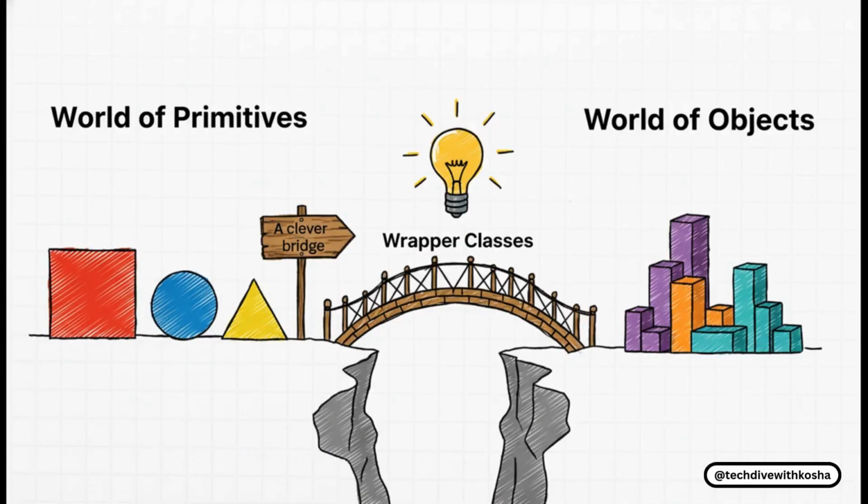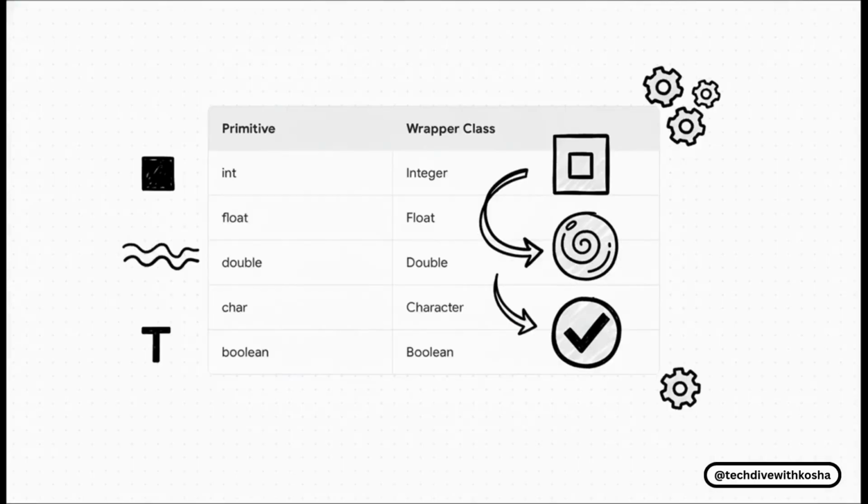But the folks who made Java were smart about this. They didn't just create this gap and walk away. They built a clever bridge to connect the world of simple primitives with the world of complex objects, and they called them wrapper classes. The idea is simple. For every single one of those 8 primitive types, there's a matching class, like Integer for int or Boolean for boolean. It basically takes that simple primitive value and wraps it up inside a real object.